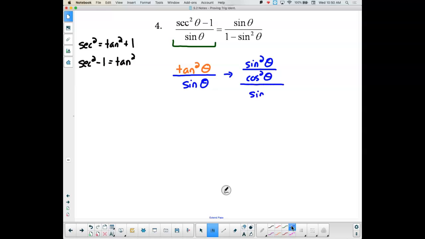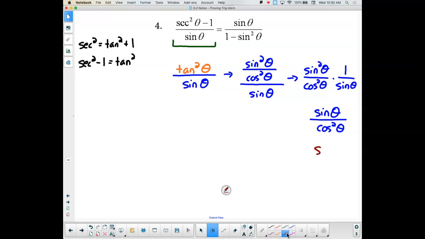Divided by sine of theta. Dividing fractions, I multiply by the reciprocal. So this is sine squared of theta over cosine squared of theta times 1 over sine of theta. Which is sine of theta over cosine squared of theta. Cosine squared of theta is 1 minus sine squared of theta.